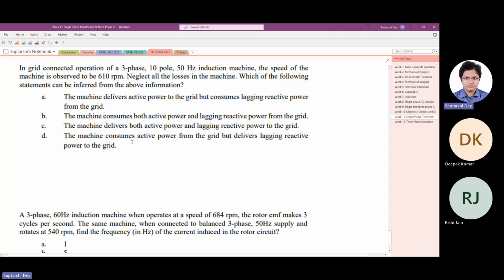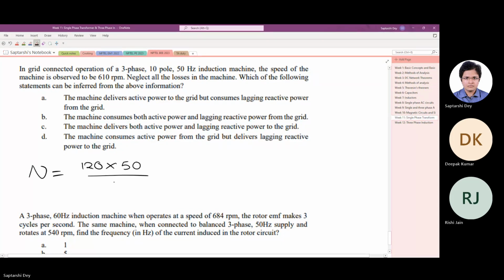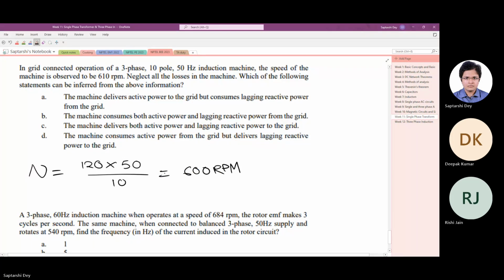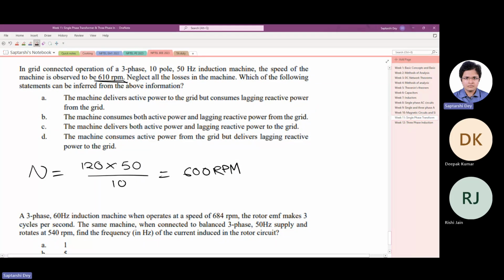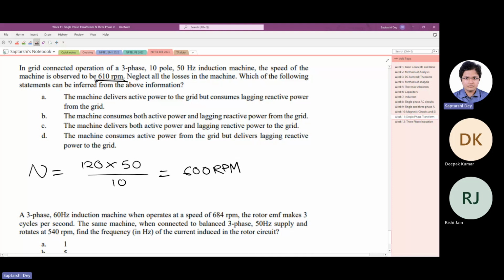In grid connected operation of a three-phase machine, the speed of the machine is observed to be 610 rpm. So what is the synchronous speed? Synchronous speed is 120 into 50 by 10, which is 600 rpm. But the rotor is operating at 610 rpm. So how is it possible that the rotor is operating at higher speed than the synchronous?